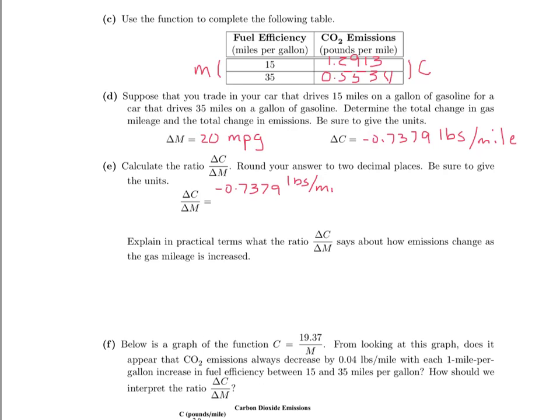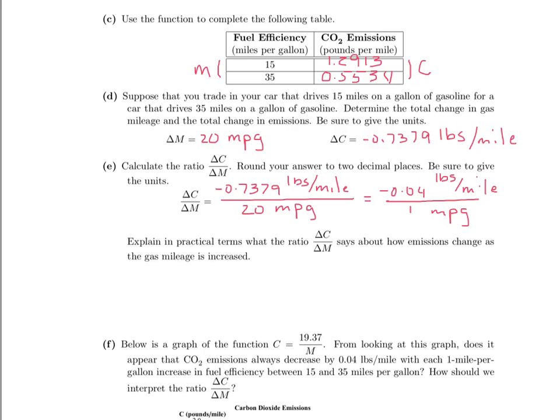pounds per mile divided by 20 miles per gallon. If we work this out, we find that we arrive at negative 0.04. I'm going to write this in a fractional form over 1. In terms of the units, we still have pounds per mile in the numerator, and we still have miles per gallon in the denominator.